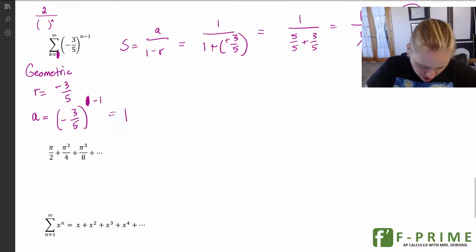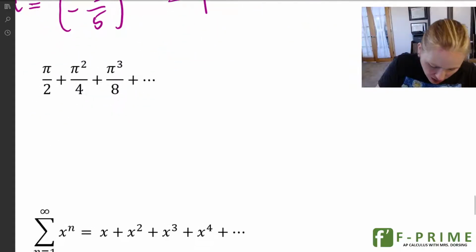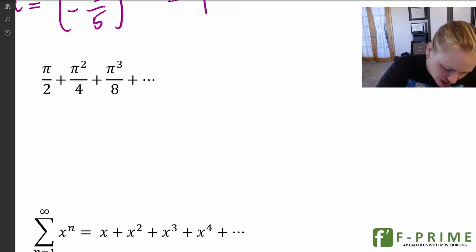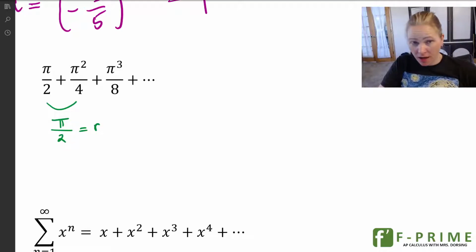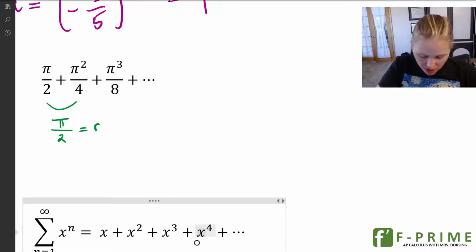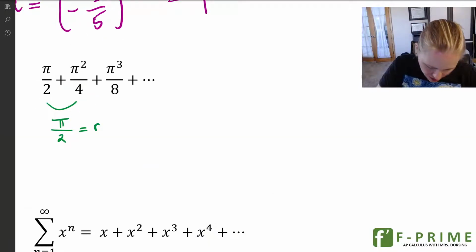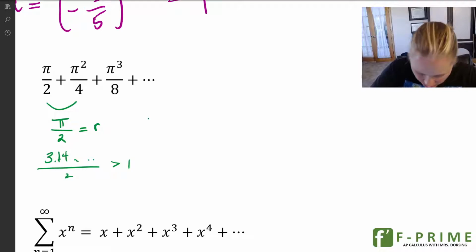So let's keep going. Let's find this next one here. So we've got pi over 2, pi squared over 4. Ooh, this one's not in summation notation. Let's see if we can get it there. What am I multiplying each time? Well, on the top, I'm multiplying by pi. On the bottom, I seem to be multiplying by 2. So that's my r, pi over 2. Now let's think about this. There's nothing else I can do if r is too big. So r has to be between 1 and negative 1. Well, pi is like 3.14, divided by 2. You guys, that's bigger than 1. This diverges.